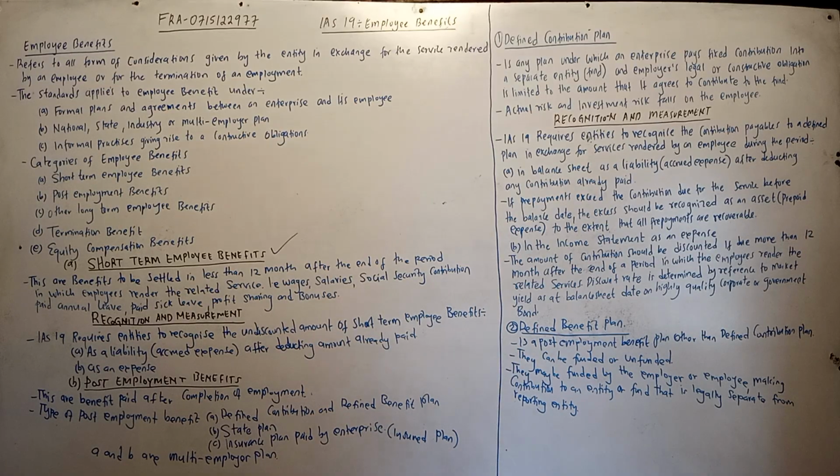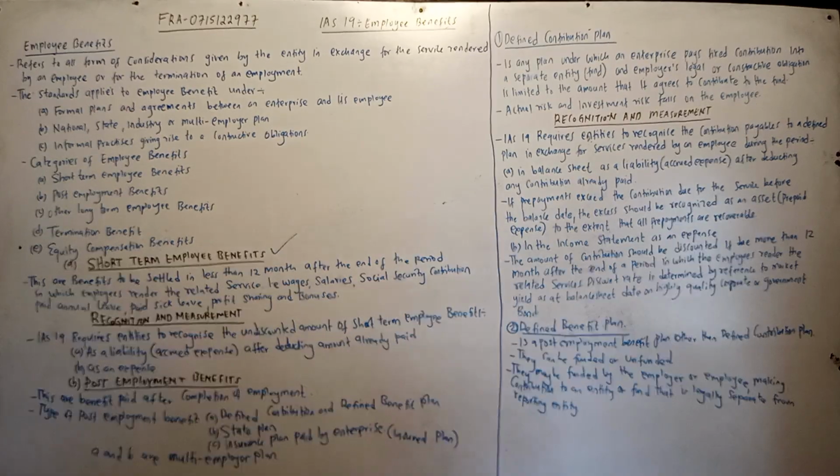Number one, as a liability in the balance sheet, meaning a liability as an accrued expense. An accrued expense, what does it mean? It means that the amount has not been paid, so that is after deducting the already paid amount. The amount that is not yet paid is a liability to the entity, and therefore it's an accrued expense. And also, the amount shall be recognized as an expense in the income statement. That's number one.